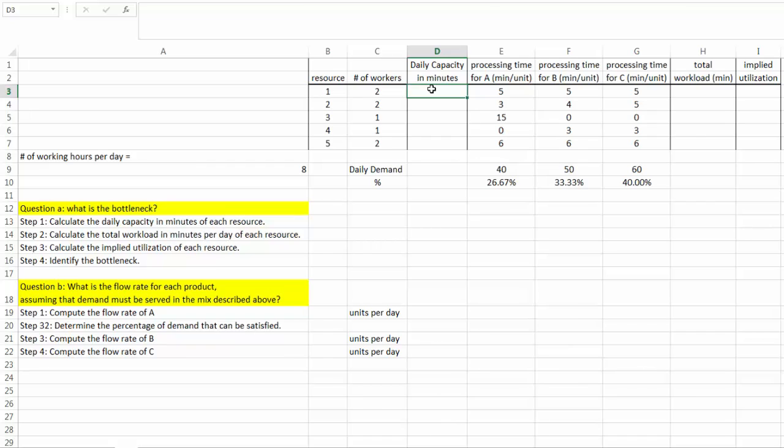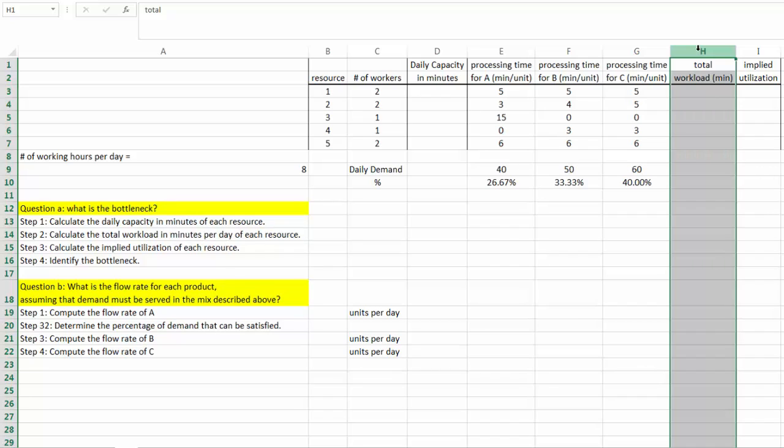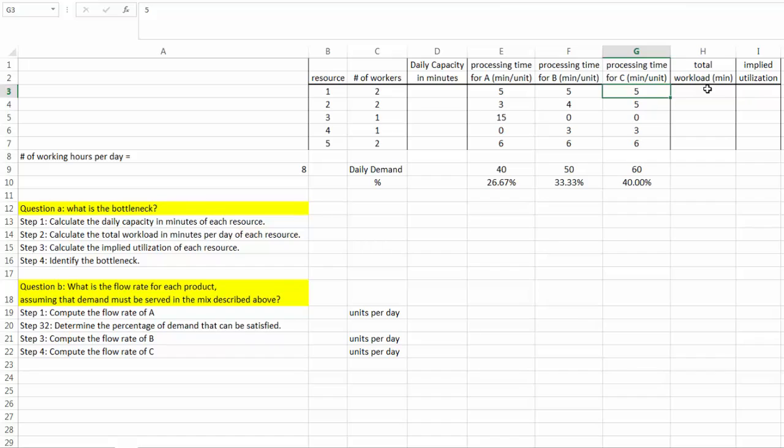You will recall, it is because in this case, each resource will deal with 3 different products, A, B, and C. And for each different product, it takes a different amount of time, so it is much easier to convert everything into a time unit, in this case, in minutes. In H column, we're going to calculate total workload. That is coming from each resource working on product A, B, and C. Once we have the total workload, we can calculate implied utilization in I column.